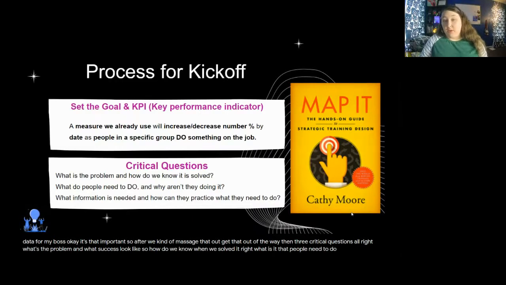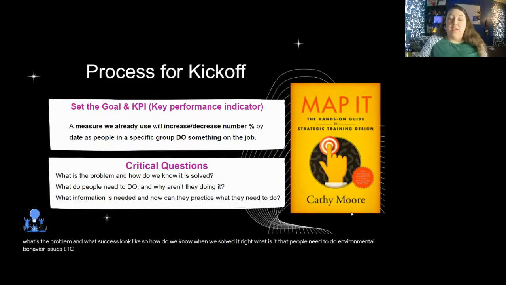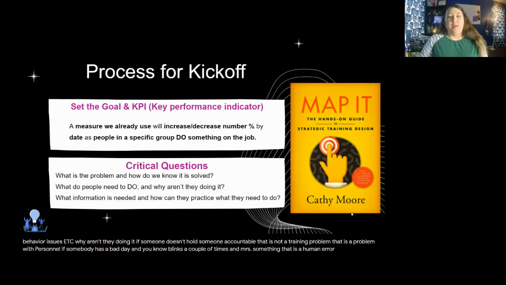And again, another great question, specifically thinking about environmental behavior issues, et cetera: why aren't they doing it? If someone doesn't hold someone accountable, that is not a training problem. That is a problem with personnel. If somebody has a bad day and blinks a couple times and misses something, that is a human error that happened maybe one time. That's not necessarily a training problem. You can't train people to stop blinking when they need to, right? So asking that is very, very critical.